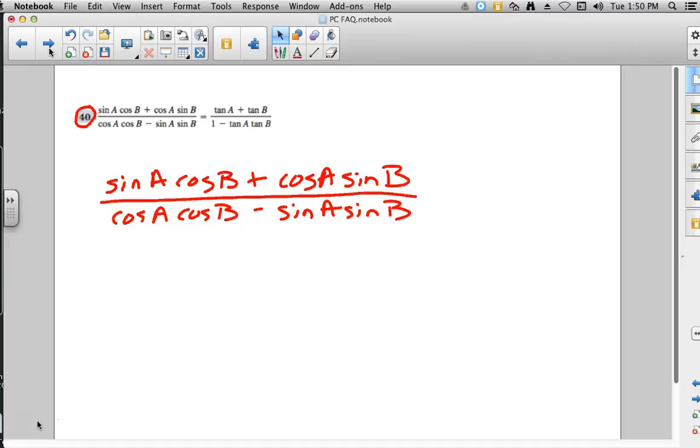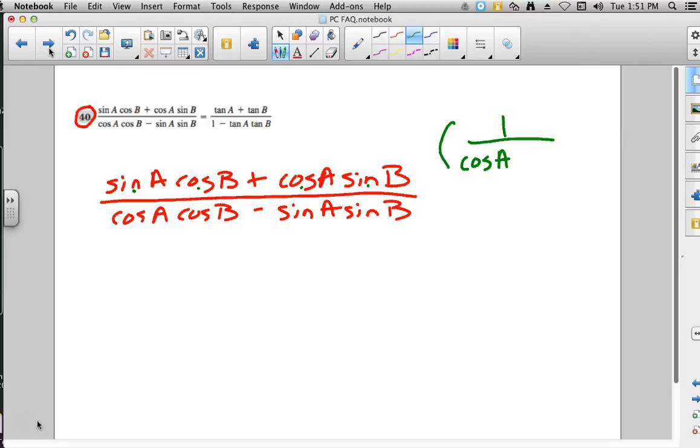So I think, well, how could I make tangent show up out of all of this? And I realized I need sine over cosine. So I'm looking at what I have here and thinking, I need to divide that by cosine to get it out of there. This I need to divide by cosine to get it out of there, but there I could divide by cosine to get tangent. So what I really need to do is multiply my numerator by 1 over the cosine of A cosine of B. If I do that, that will get rid of these two terms, and it will give me tangents in the other two positions. But what I do to the top, I have to do to the bottom.